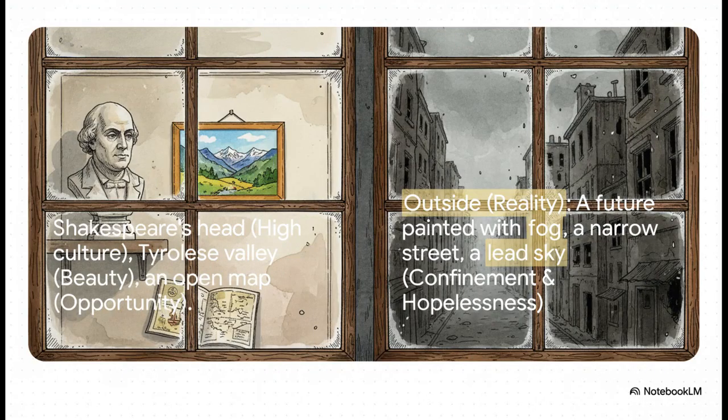And here's where the two worlds just slam into each other. On the walls, you've got this bust of Shakespeare, a symbol of high culture. You have pictures of beautiful, flowery valleys. You've got a map showing a whole wide world of opportunity. But what's the reality? Right outside the window? A future that's nothing but fog, a narrow street that seals them in, a sky the color of lead. These decorations aren't inspiring, they're a cruel joke.